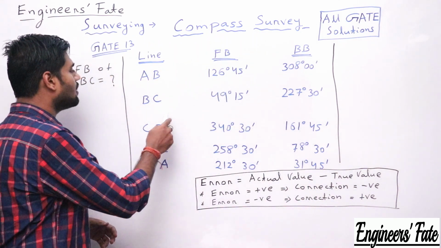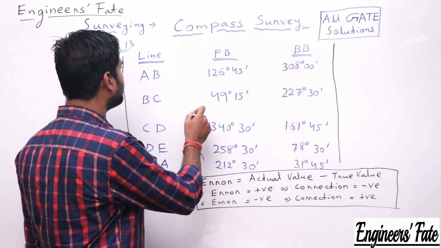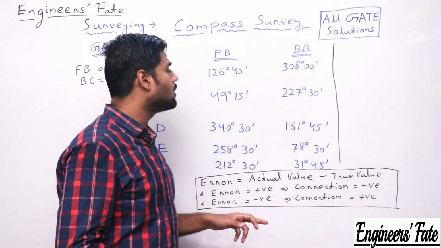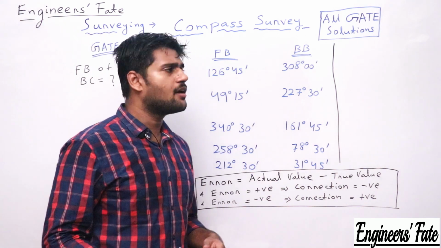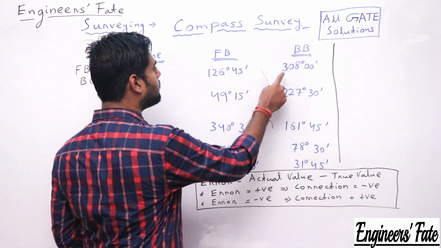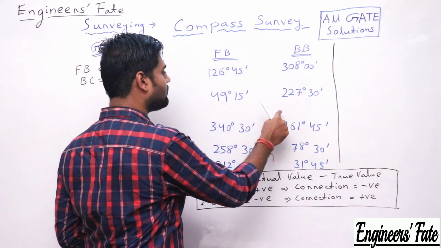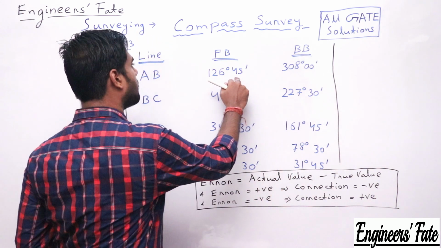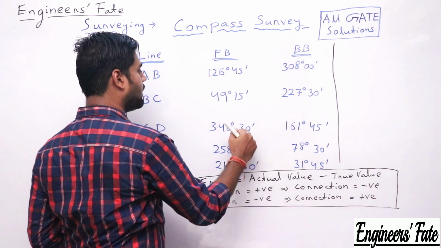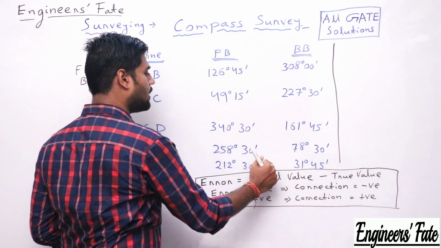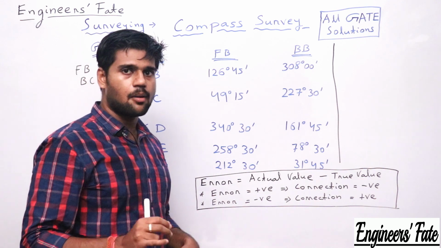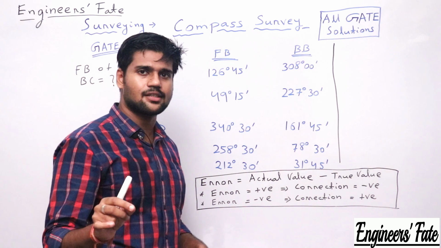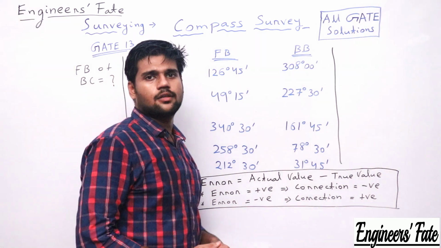So in the question the lines are given, the forebearing of each line is given and the back bearing of each line is given. So the first step is to find the difference between forebearing and back bearing and check which of them is free from local attraction. Just subtract the forebearing and back bearing and check whichever is free from local attraction. Pause the video and try first.